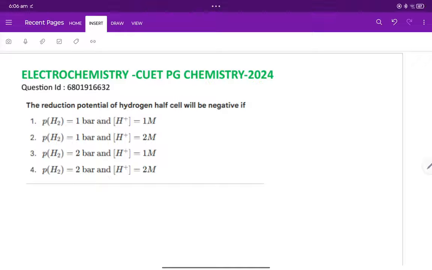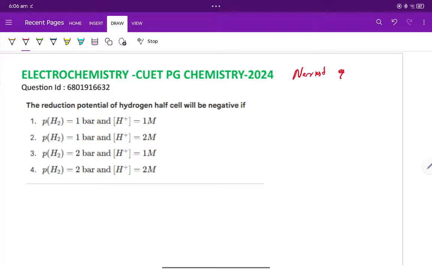This is a very important question. Once you make a mistake in this question, you are going to lose so many marks in CUT-PG, because the most repeated question in CUT-PG is about the Nernst equation. Now, coming to the question, the reduction potential of the hydrogen half cell will be negative. You are asked to calculate the condition at which the E cell is equal to a negative value.